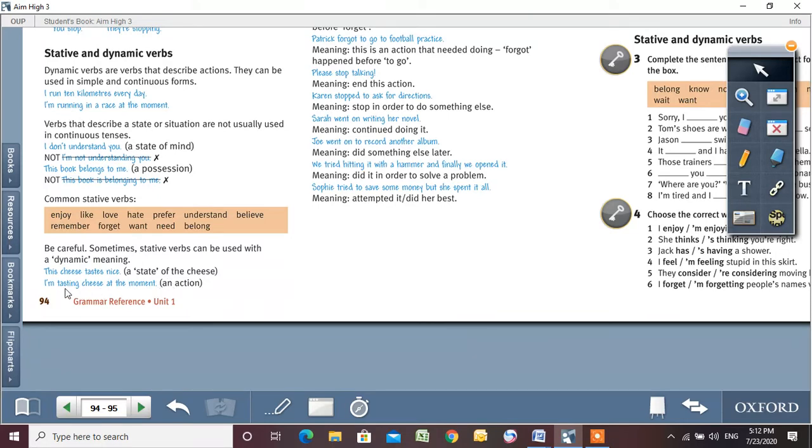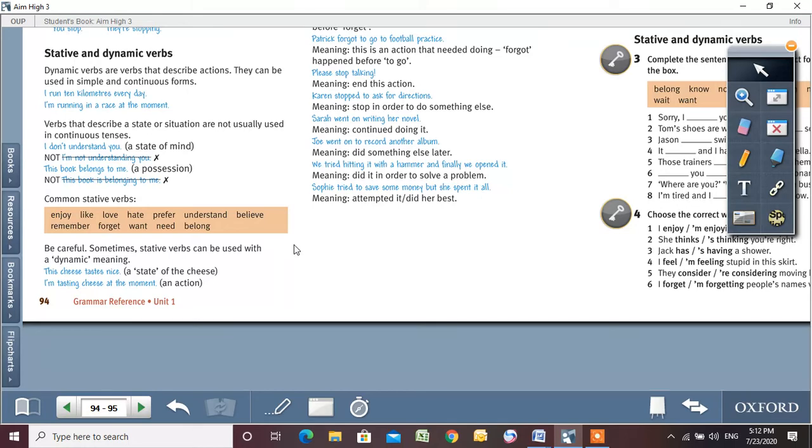But in the other example, I am tasting cheese at the moment. I am tasting, it's the action of tasting. So taste here is an action. It's like a dynamic verb. So in this case, it's okay. I can use it in the present continuous tense. So I am tasting cheese at the moment. Okay?